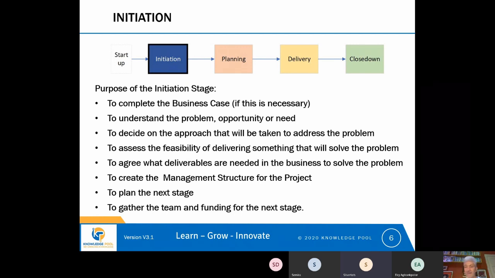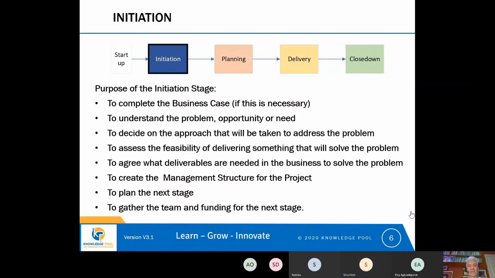Hi, Tony. Hi. I'm not sure, but I will try. Okay, I will say that the reason to understand the problem from the initiation stage is so as to give accurate planning of the project.